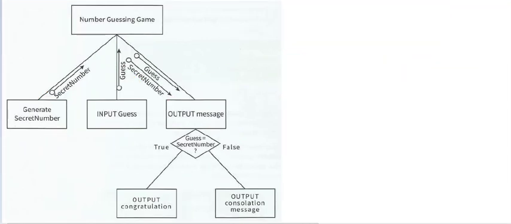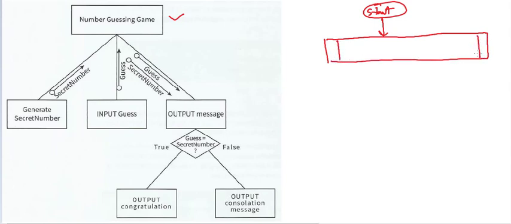Okay, and now we are quickly going to draw a flowchart from this structure chart. We'll start with the main module. First thing we called was what? We said, this is the start point, and then we placed our first call, which was to this procedure called generate secret number, and we were passing one parameter, which was secret number. So that was the first call we placed.